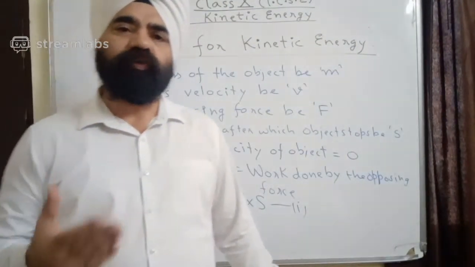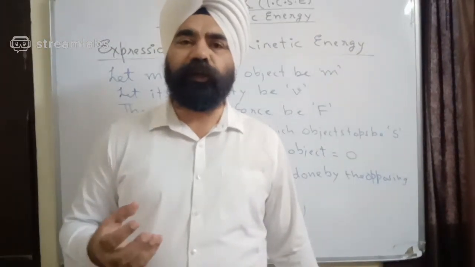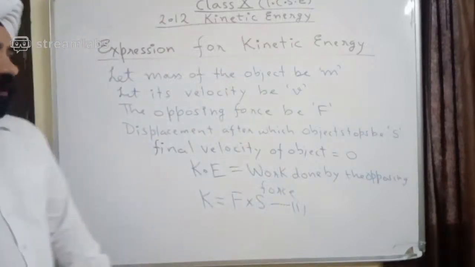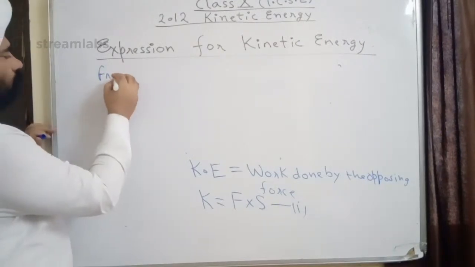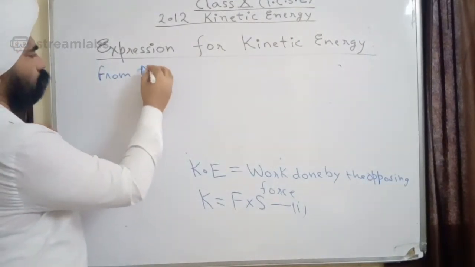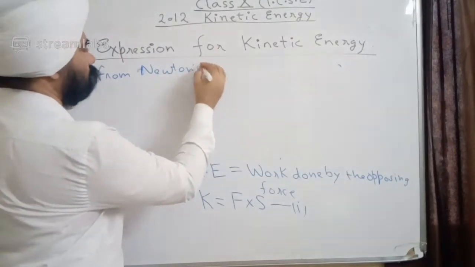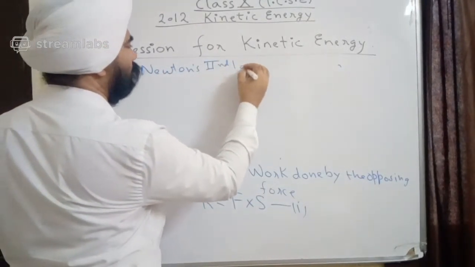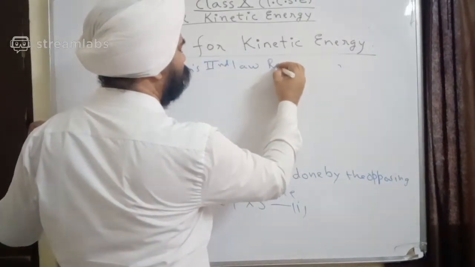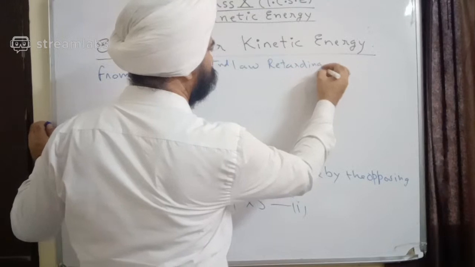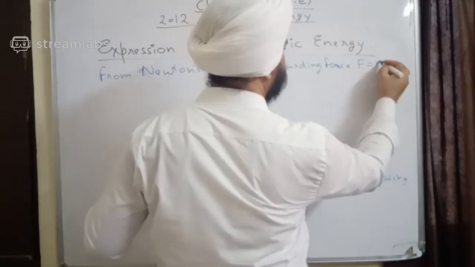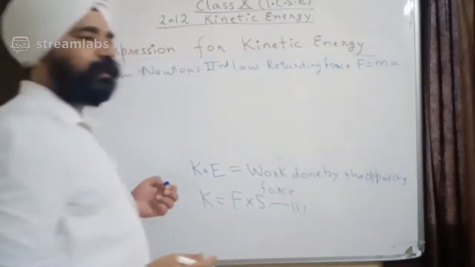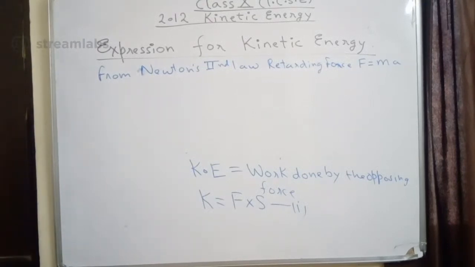We know that force is equal to mass into acceleration. So now we write that. From Newton's second law, the retarding force F is equal to mass into acceleration. We had taken the mass of the object to be m. So mass into acceleration becomes the retarding force.